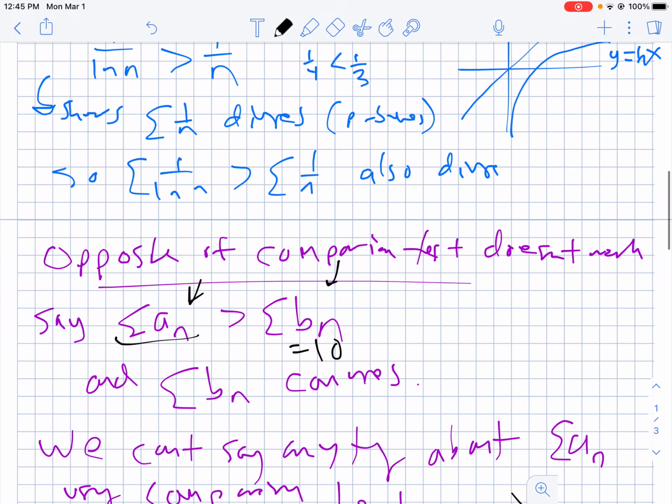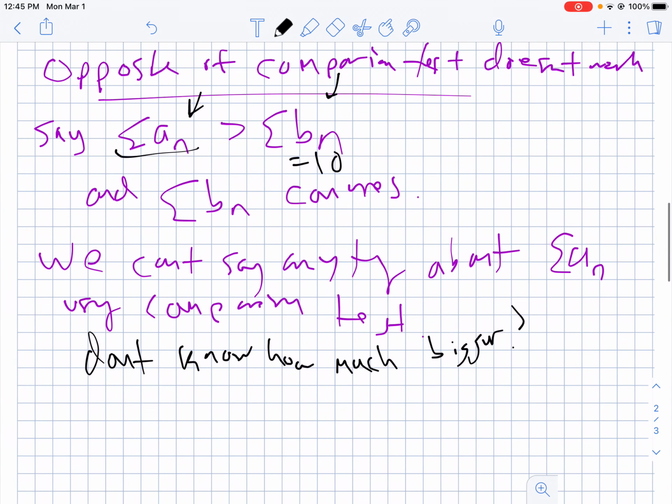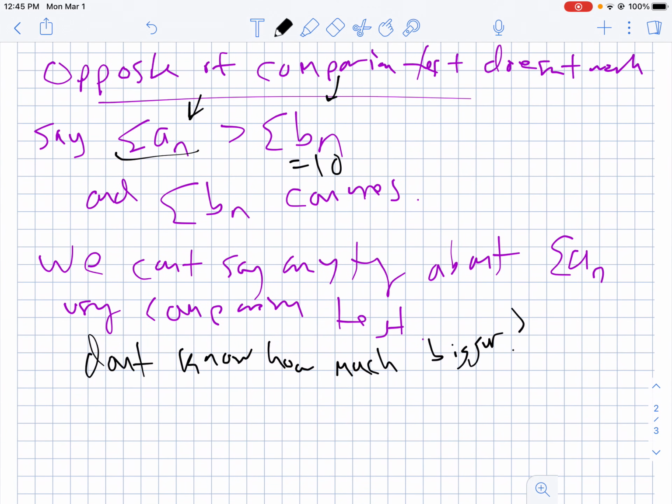Okay, and again, this is something that's more useful to know qualitatively what's going on than to look at a series and say, we'll use the comparison test on this.